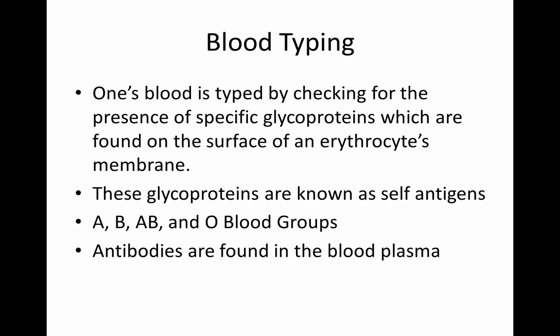One's blood is typed by checking for the presence of specific glycoproteins which are found on the surface of an erythrocyte's membrane, or we can say your red blood cell's membrane. These glycoproteins are known as self-antigens, so your body recognizes these as you or self, and your body's immune system does not attack them. There are 4 blood groups: A, B, AB, and O.